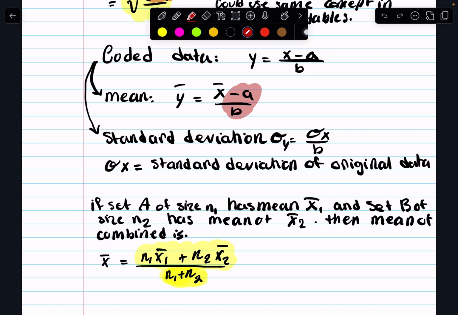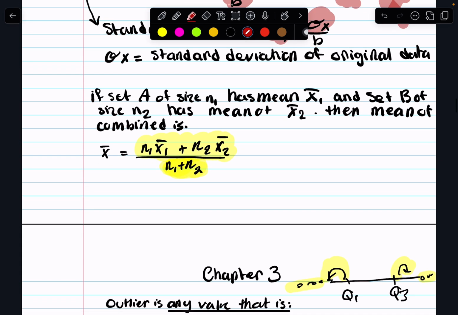But for standard deviation, it's kind of different. So your standard deviation of y is your standard deviation of your original data, but you only divide, you don't add or subtract any constants. You only do division and multiplication when it comes to standard deviation.